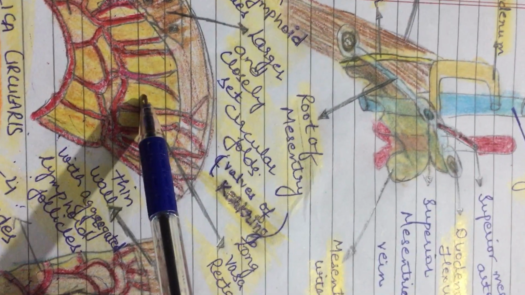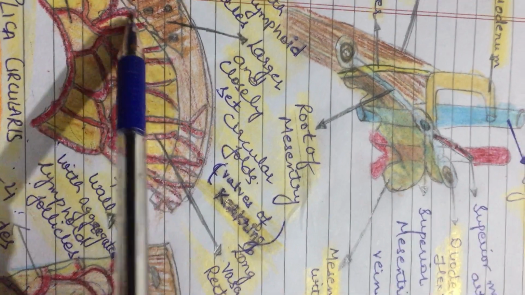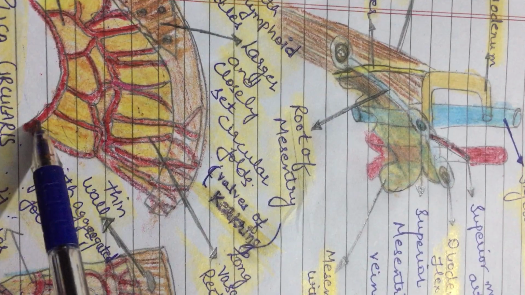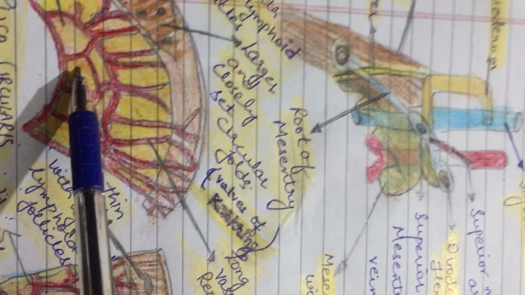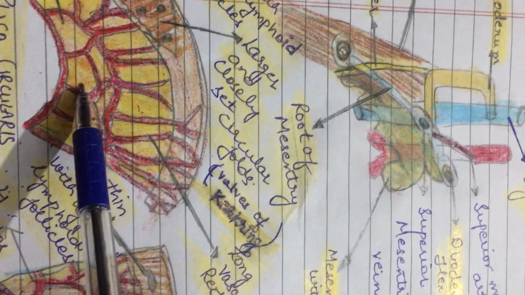Now, it has two borders, the attached border or root of the mesentery, which is directed obliquely downwards and to the right, right?